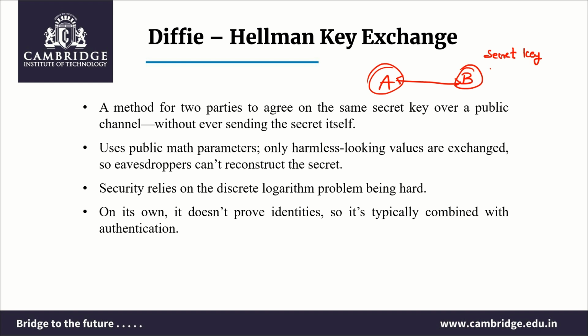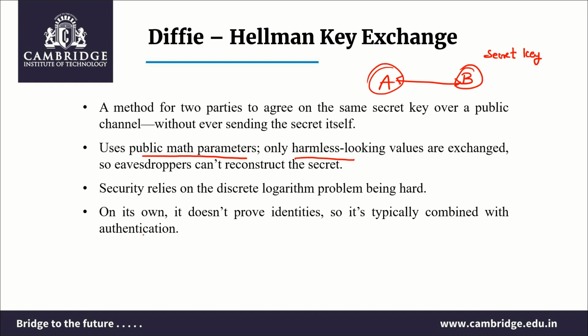Basically, what it makes use of is certain public mathematical parameters, and if suppose eavesdroppers, whoever the attacker is, listen to the communication also, the values that are getting exchanged between A and B, even if they are leaked, it doesn't threaten us, right? So we can say that they are harmless. The values that get exchanged during the communication, even though they get leaked, are harmless for us, right?